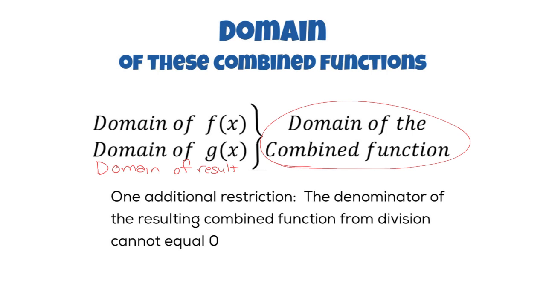Now, it says one additional restriction here, but you're going to catch that. It says the denominator of the result from division cannot equal 0. So if my result ends up with a fraction and I have a 0 in the denominator, I'm going to have that restriction as part of the three that I'm looking at.